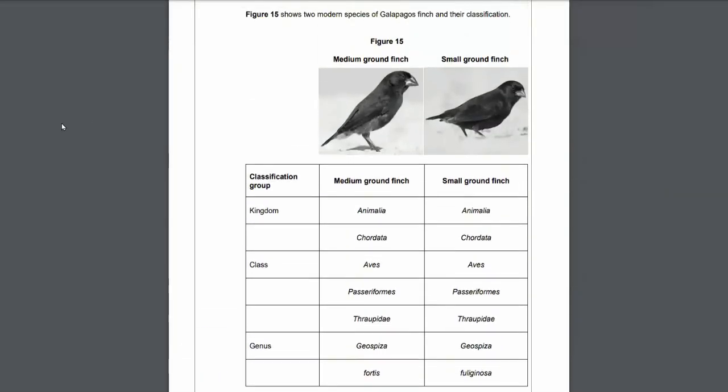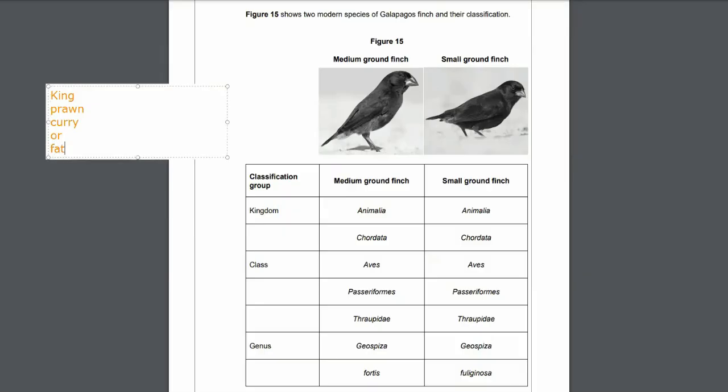Now we're on to the final question 9. Figure 15 shows two modern species of Galapagos finch and their classification. We've got medium ground finch and the small ground finch. And down the side, it's got kingdom, class, and genus. So we are missing some of the groups or the levels in the hierarchical system of classification that Carl Linnaeus came up with.